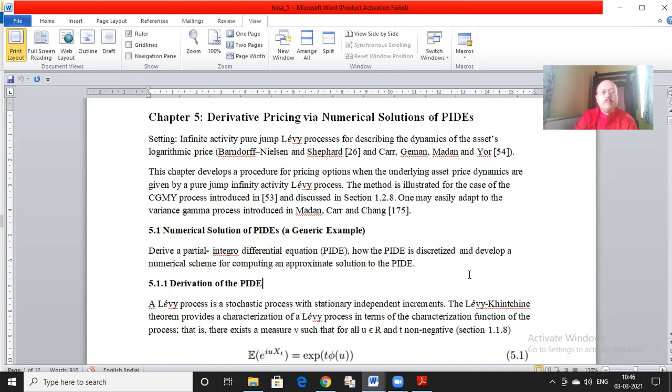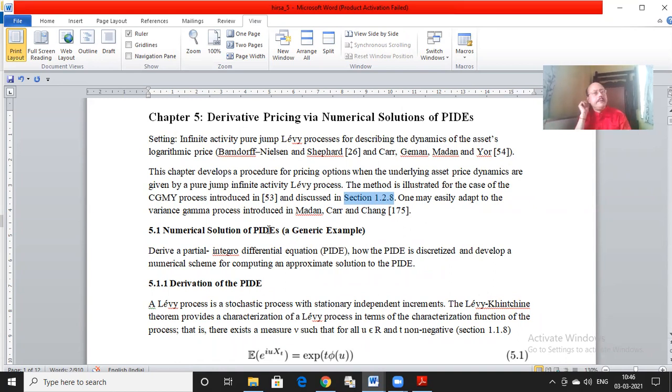So in this chapter, what is done is it develops a procedure for pricing options. Of course, options are simple contracts, call or put options, or some exotic options, path dependent options. We will do that when the underlying asset price dynamics are given by a pure jump infinite activity Levy process. And the method will be illustrated using the CGMY, which was originally discussed in section 1.2.8, but one can also adapt it to the variance gamma.